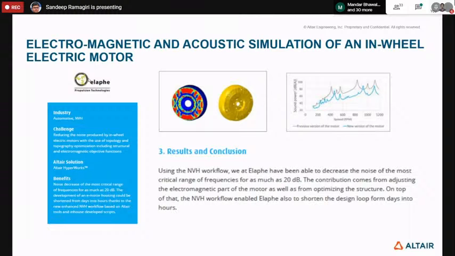And they had a problem of NVH, a noise problem, and they used our NVH workflow to reduce the noise. As you can see here, the initial design and the final design, for a critical range of frequencies, they have reduced the noise by 20 dB. Okay.